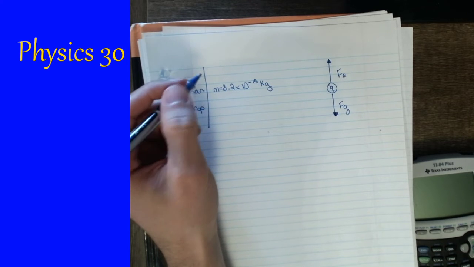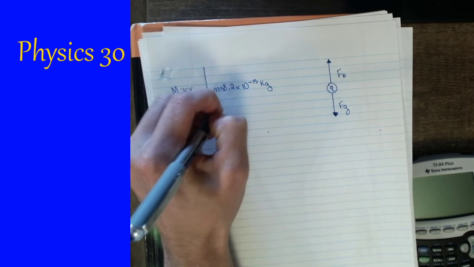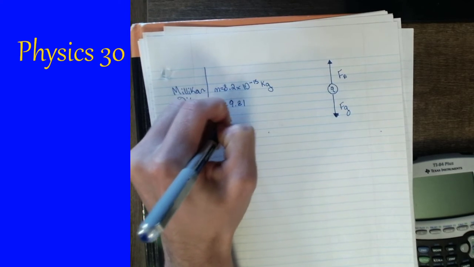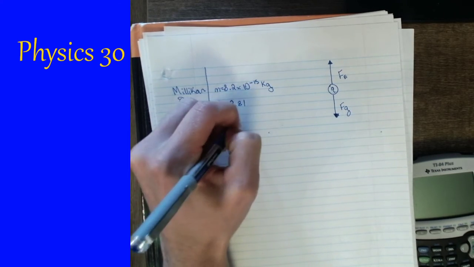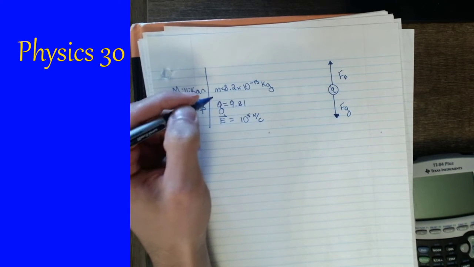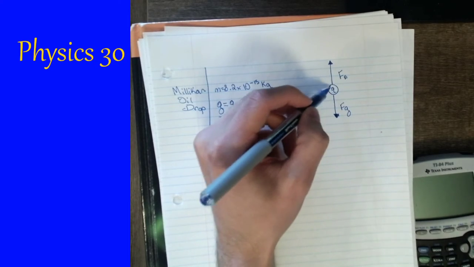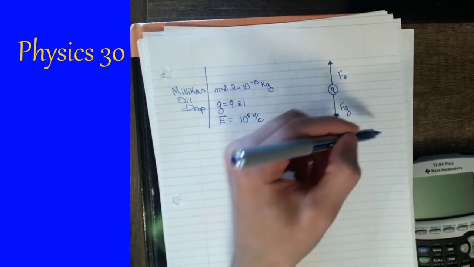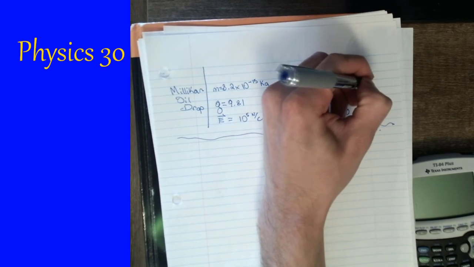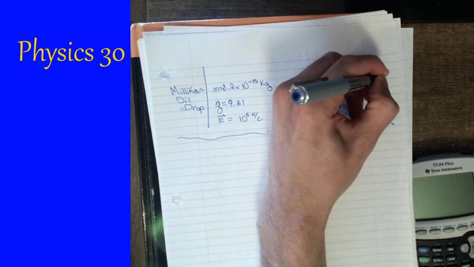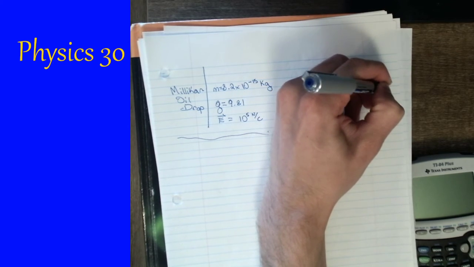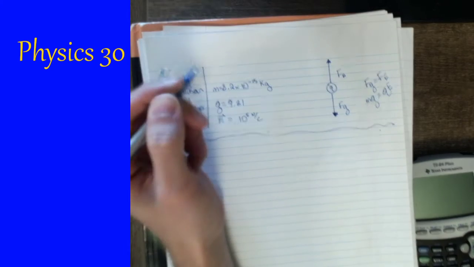However, before we do, let's throw at least the 9.81 in, and the electric field strength being maybe 10 to the 5. What we're going to be able to calculate is the actual charge. And before we get into the results of this, our gravitational force balancing with our electric force, mg is equal to q times E.